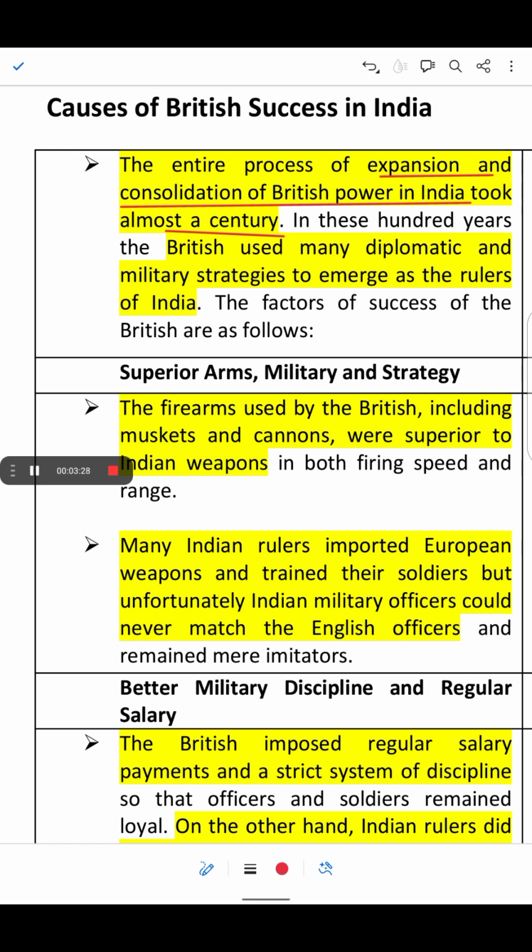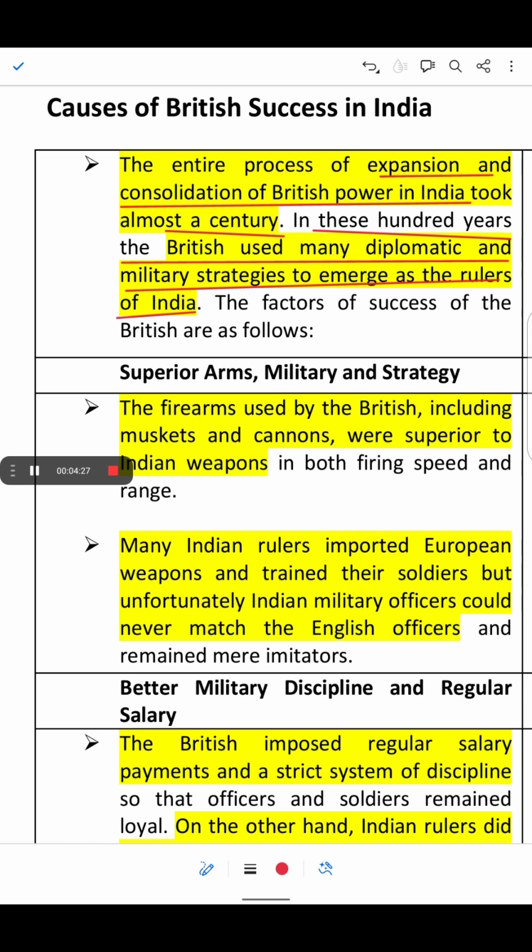There was a sequence of wars like the Battle of Plassey in 1757, then the Battle of Buxar in 1764, after which they got the Diwani rights, that is the revenue collection right, in the Treaty of Allahabad. Then they expanded through war and diplomacy, like the Anglo-Mysore Wars and Anglo-Maratha Wars. Then came the subsidiary alliance system under Lord Wellesley, and then the Doctrine of Lapse was introduced by Dalhousie. This is how the British took over a century to annex the Indian regional powers and expand and consolidate their own rule. In these 100 years, the British used many diplomatic and military strategies to emerge as the rulers of India.